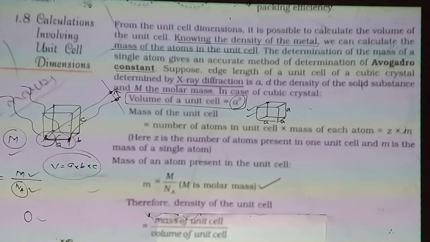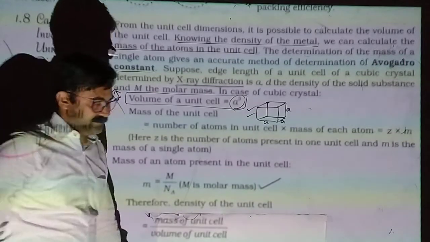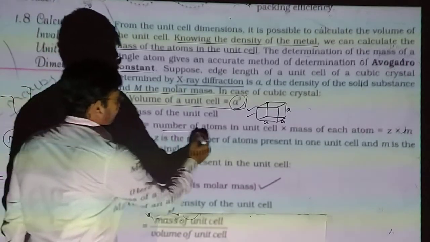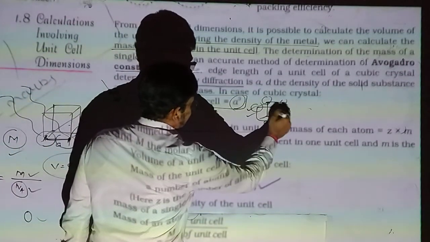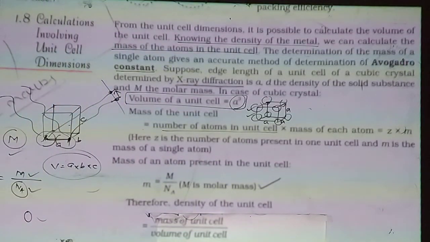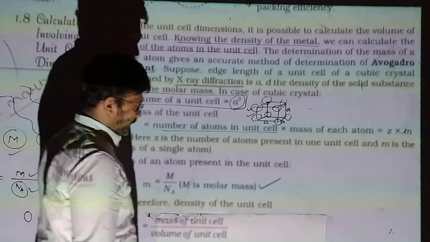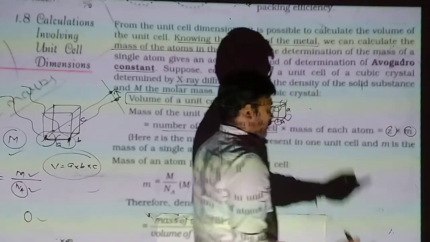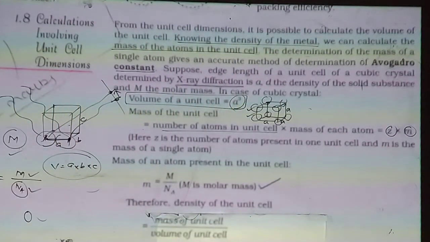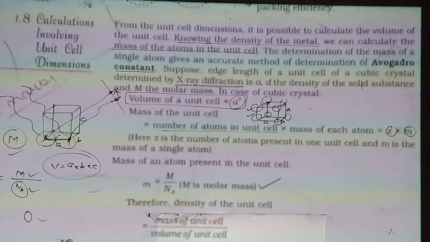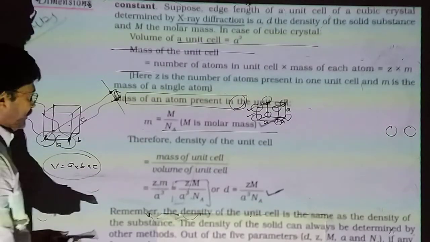For getting the mass of the unit cell, how can we derive mass? Number of atoms in the unit cell, how many actual atoms are present in the unit cell, and mass of each atom. Z is the number of atoms and M is the mass of a single atom. Here Z is the number of atoms present in the unit cell, M is the mass of a single atom. Mass of an atom present in the unit cell, how can we derive this?